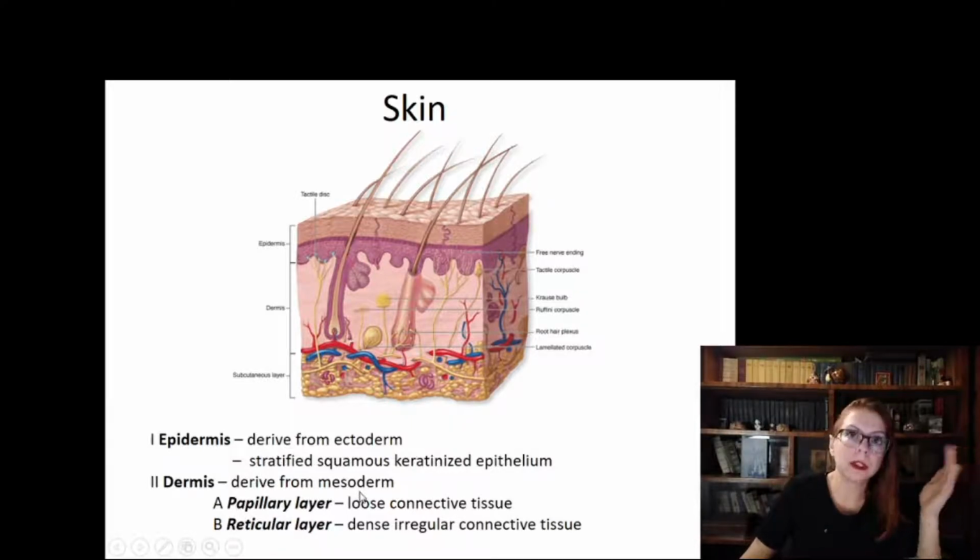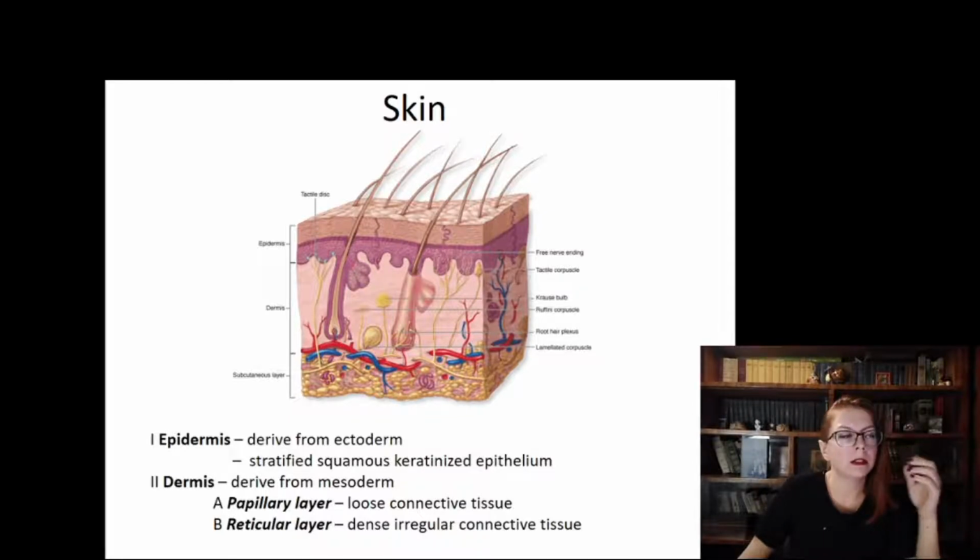The epidermis is represented by epithelial tissue, which is stratified squamous keratinized epithelium, and we'll investigate all layers in detail a little bit later. And the dermis is represented by connective tissue, but there are two layers: papillary, which is close to the epidermis, and reticular. They interpenetrate each other. The papillary layer is represented by loose connective tissue, while the reticular layer is represented by dense irregular connective tissue.